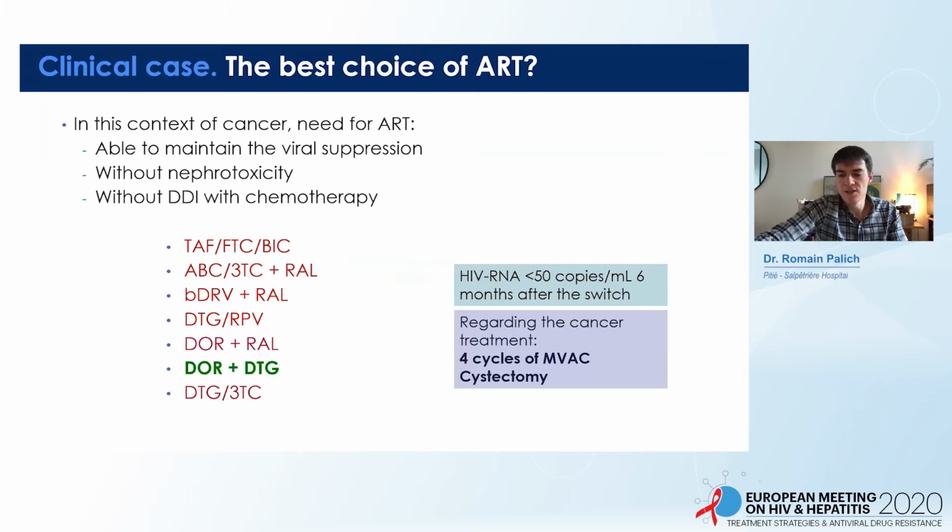However, in this patient, we did not choose dolutegravir lamivudine because we had other alternatives, and we chose doravirine plus dolutegravir. 6 months after the switch, the plasma viral load remained below 50 copies per ml, and for the cancer treatment, the patient received 4 cycles of methotrexate, vinblastine, adriamycin, and cisplatin, and then was operated with a complete cystectomy.